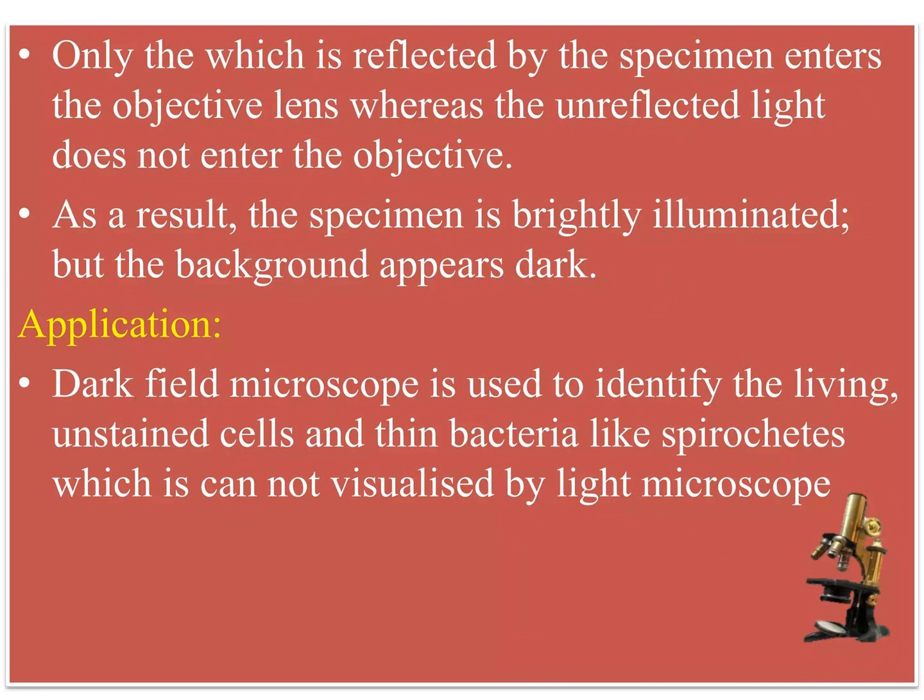Only the light which is reflected by the specimen enters the objective lens, whereas the unreflected light does not enter the objective. As a result, the specimen is brightly illuminated, but the background appears dark. Application: the dark field microscope is used to identify living unstained cells and thin bacteria like spirochetes, which cannot be visualized by a light microscope.